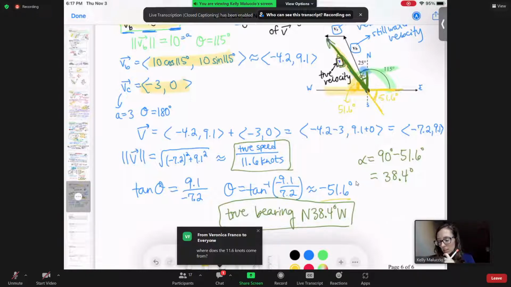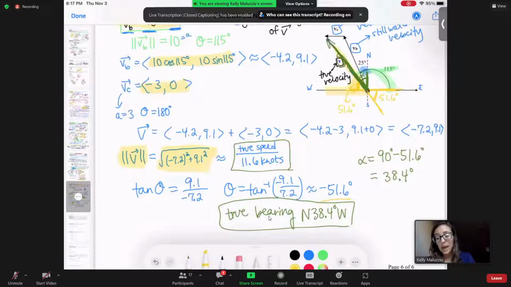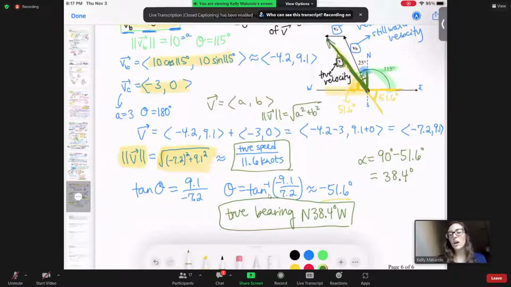Where does 11.6 knots come from? 11.6 was this right here, and this is the magnitude of the velocity vector. The equation for that is, if your vector equals A comma B, the components, the magnitude of that is just the square root of A squared plus B squared. This has to do again with the Pythagorean theorem, because technically the magnitude is like the hypotenuse, and we're solving for the hypotenuse.